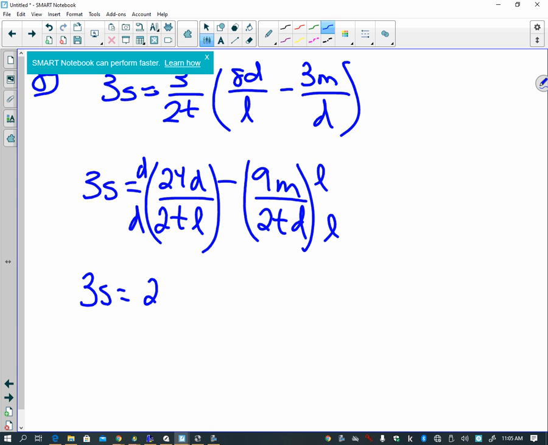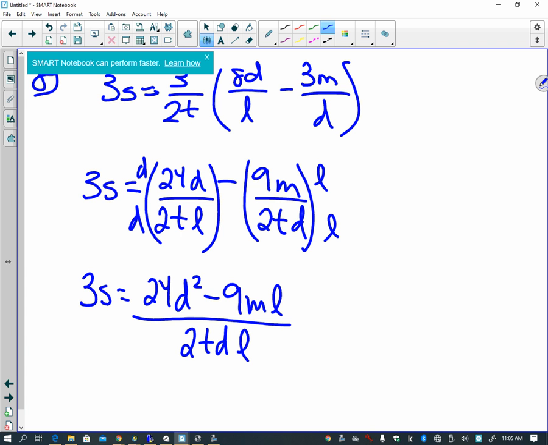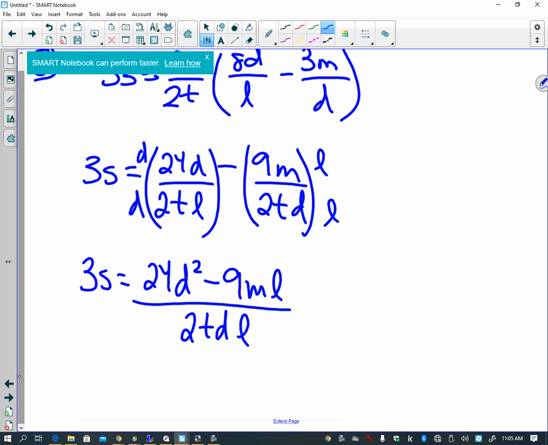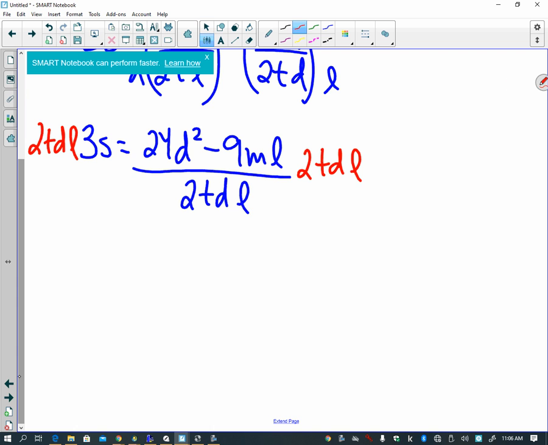Okay, so that's going to give me 24d squared minus 9ml all over 2TDL. Now I want to get rid of the denominator, so I multiply it on both sides by 2TDL. Because I'm multiplying, this actually comes out to be 6TDLS equals 24d squared minus 9ml.